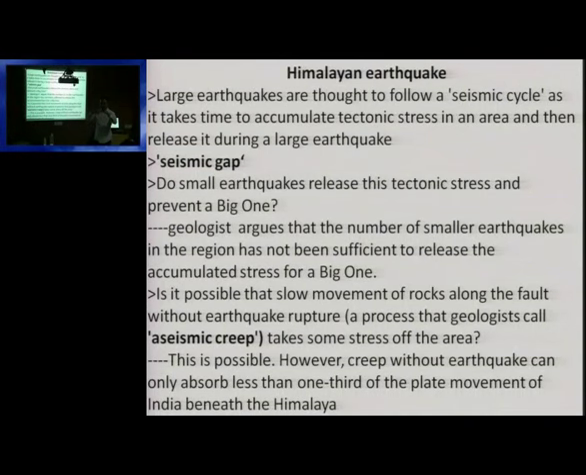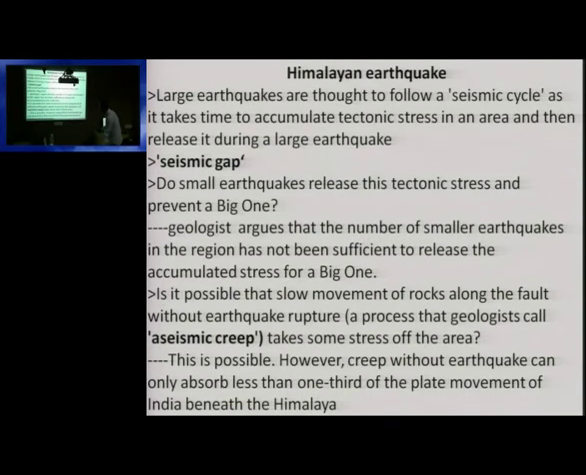Now between one major earthquake and the other major earthquake, there will be a time gap. That gap is known as seismic gap. Now my question is, do small earthquakes release this tectonic stress and prevent a big one? The answer is no. The general principle we always used to say was that in the Himalayan region there should be 6-7 earthquakes in a year, so that a big earthquake does not happen in the future. But according to research, geologists argue that the number of smaller earthquakes in the region is not sufficient to release the accumulated stress for a big one. What is the final analysis? The big earthquake is going to happen irrespective of the number of small earthquakes that occurred.